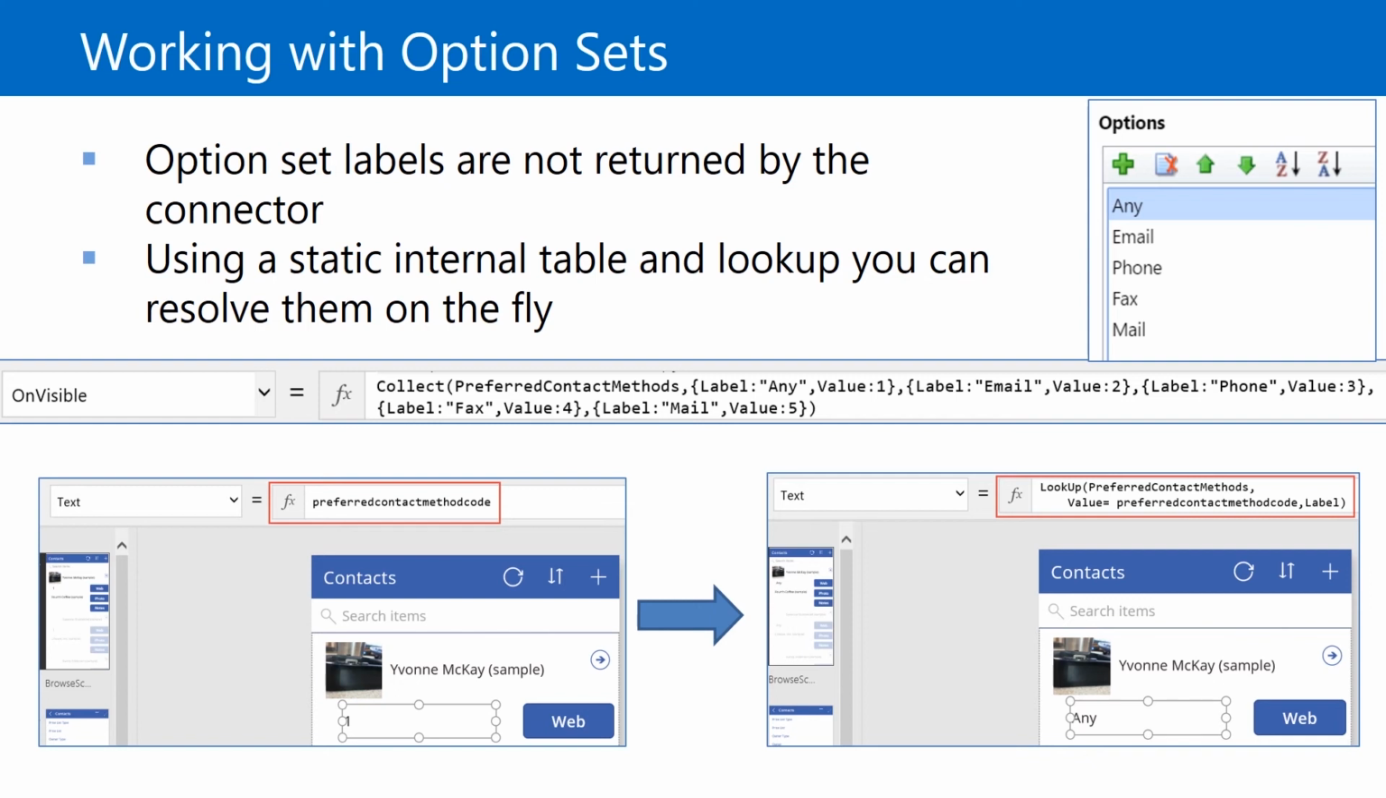I match where the value is equal to the preferred contact method code, and then I populate the label on there. Now what this does is, you can see under Yvonne's name there, I now end up having the Any show, and that is how we want to display it in a more user-friendly way.